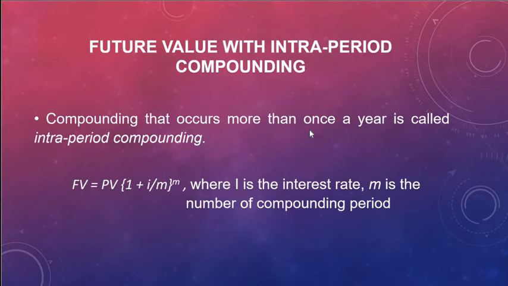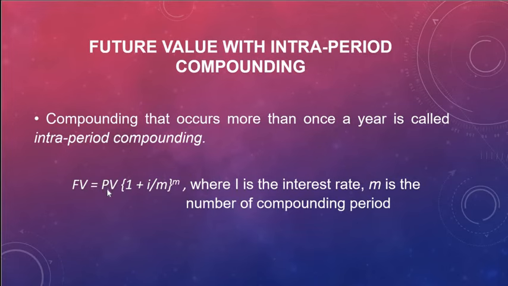So, ibig sabihin nun, in a year, there are 4 times mako-compound yung ating interest. Kasi every 3 months, kasi quarterly nga daw. So, kung semi-annual naman, so meaning that is every after 6 months. So, meaning, twice a year magko-compound yung interest in a year. Okay? So, kapag merong intra-period compounding, ito naman yung formula.